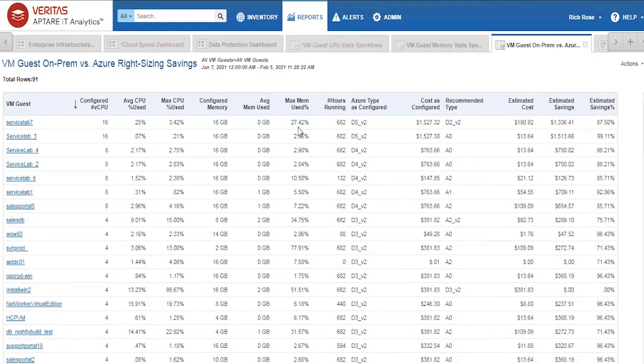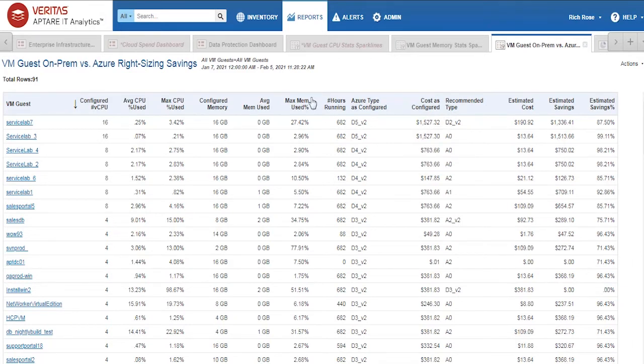And we see that if we just took this as it's configured, with 16 gigs of RAM and 16 CPUs, that would translate in Azure to what would be known as a D5 v2 instance type. And based on the amount of time that system was running, we could see that it would cost about $1,500 a month if we were to move it exactly as it's configured.